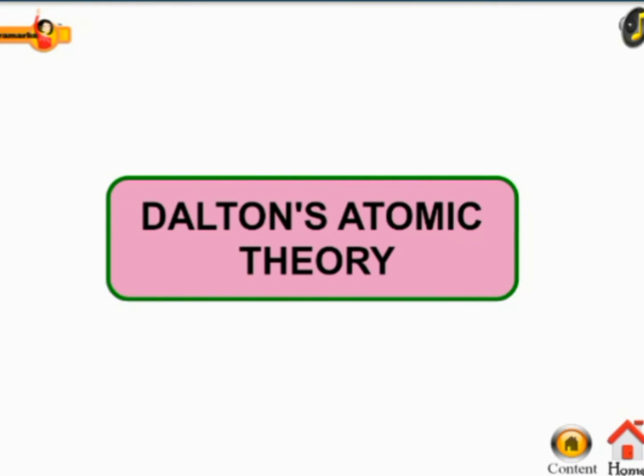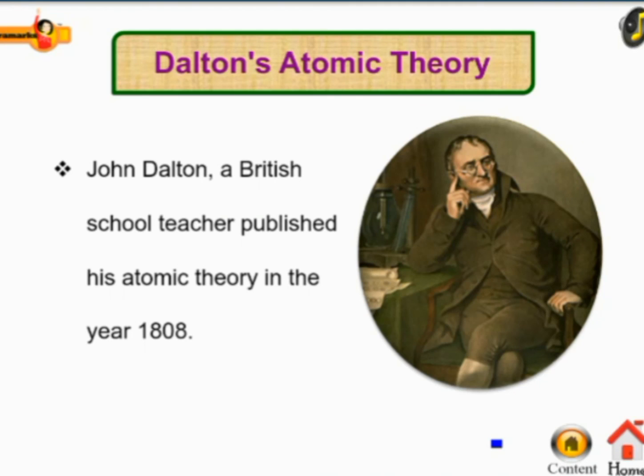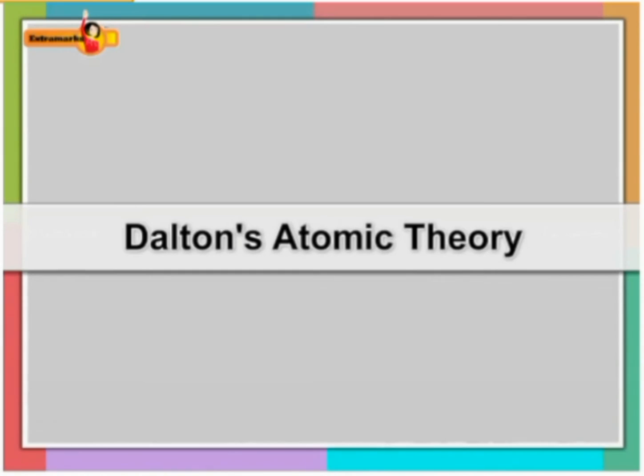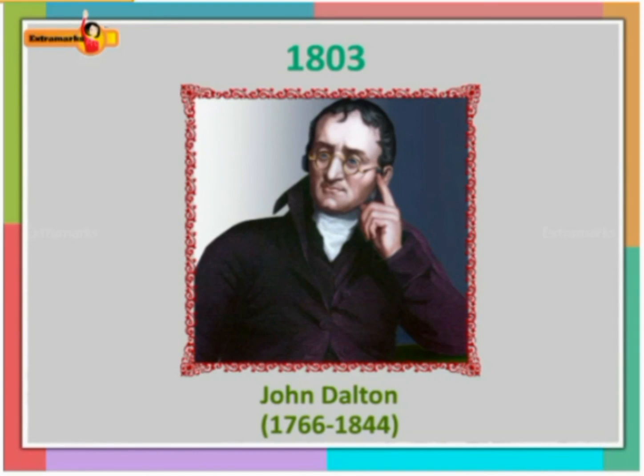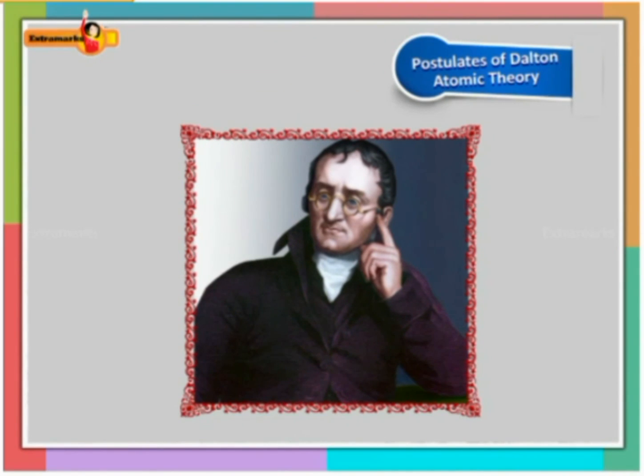Dalton's atomic theory. John Dalton, a British school teacher, published his atomic theory. In 1803, a famous British chemist, John Dalton, proposed a basic theory about the nature of matter. This theory is popularly known as Dalton's atomic theory. Let us learn about the postulates of this theory one by one.